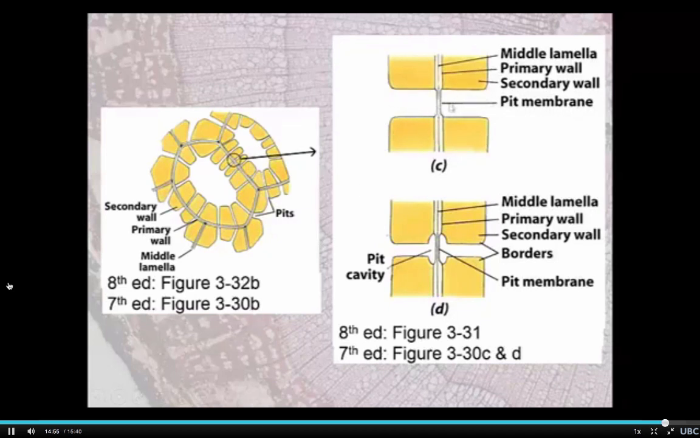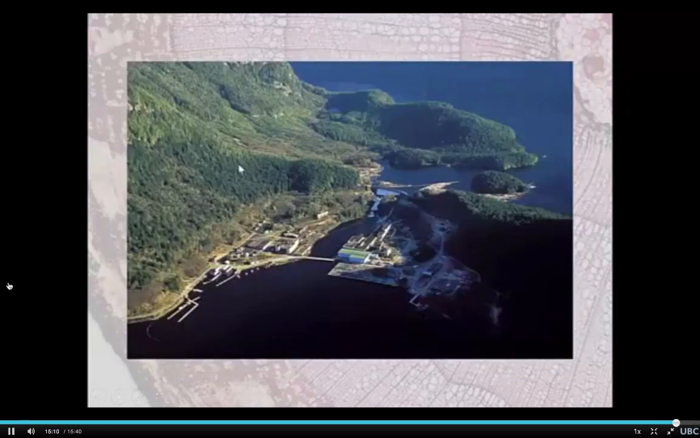Okay, and the area here, of course, remember your primary wall is going to allow water to go from one cell to the other. Okay, but water's not going to pass here, remember, because that's a secondary wall that's got lignin in it. Okay, so I think we'll end there.